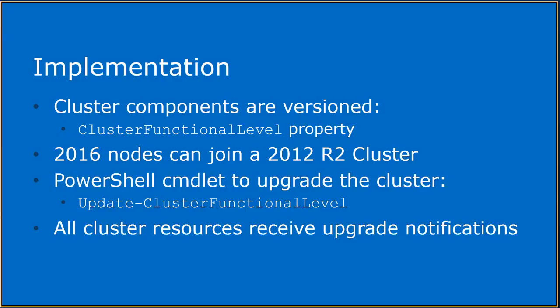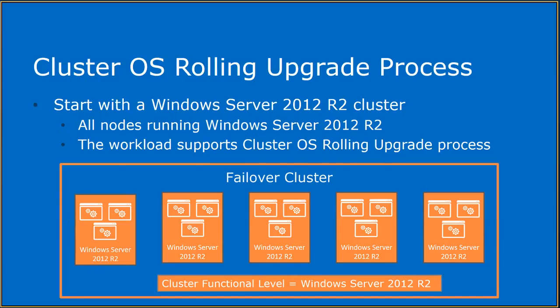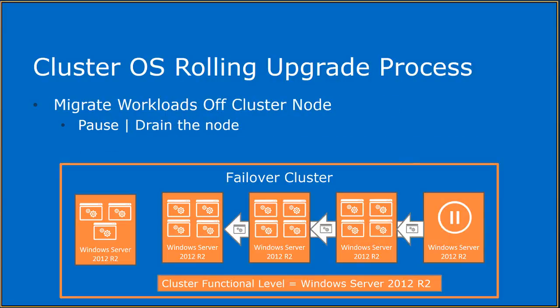So as we take a look at this in a little more detail, let's say that I have a 5-node failover cluster, and they're all running the old version, Windows Server 2012 R2. And you can see that the cluster functional level is also at this version. So what we're going to do here is pause one of the nodes on the cluster, and pausing a node basically puts it into maintenance. So it's going to live migrate everything off of that node and not allow anything to move back on. It's kind of like it's draining the node.